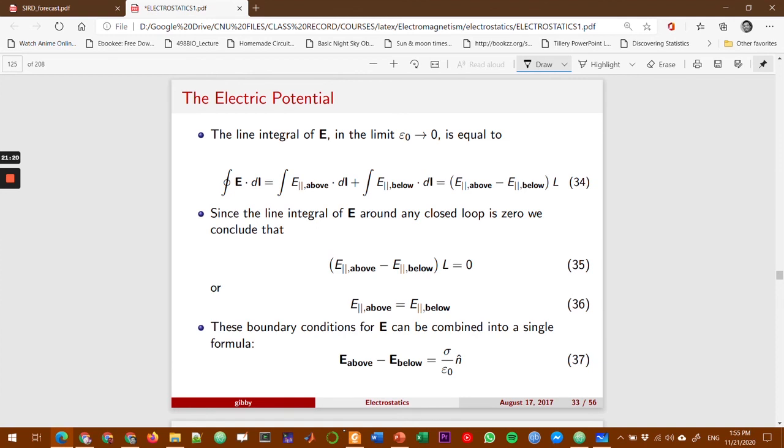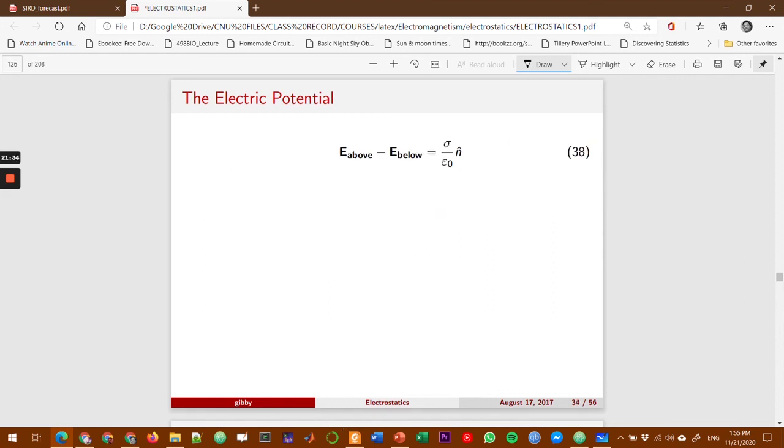So this boundary condition for the electric field can be combined into a single formula. Kani i-apply na diha ang katong duha ka component, the tangential and the katong perpendicular. So kani siya, where n hat is the unit vector perpendicular to the surface.